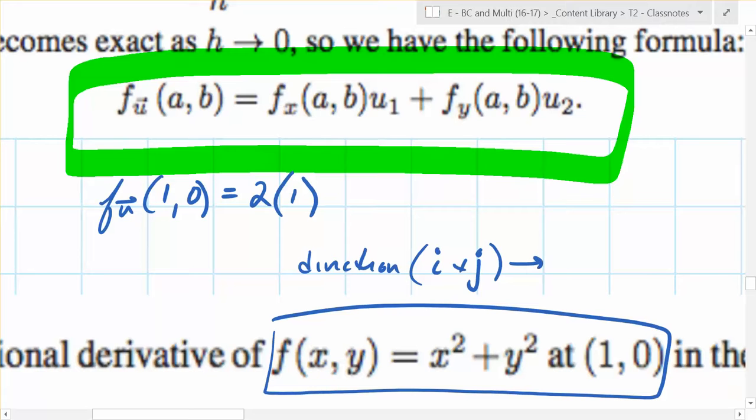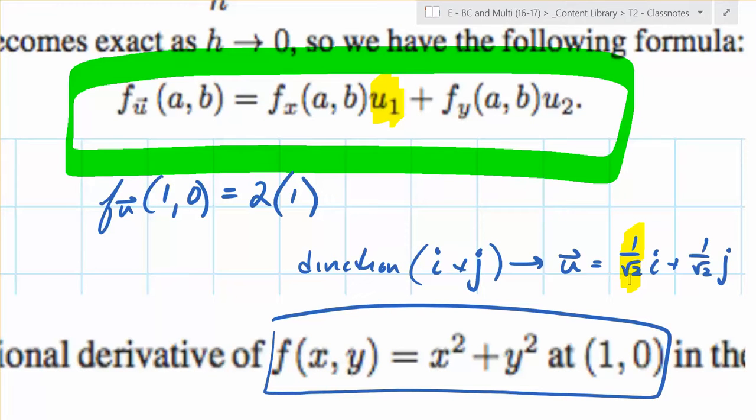Is that a unit vector? What's the magnitude of that one? Root 2, right? So what's the unit vector going to be? It's going to be 1 over root 2 i plus 1 over root 2 j. So this right here, what is u1? u1 is 1 over root 2. What is the u1 component of the direction you are going into?